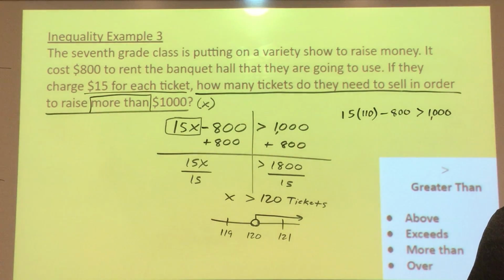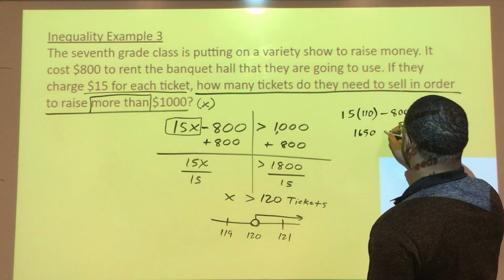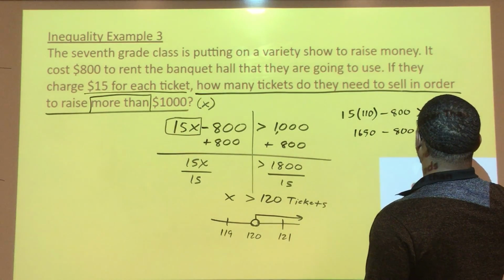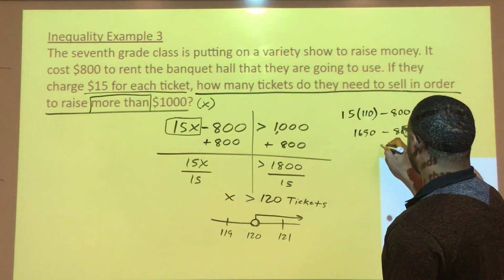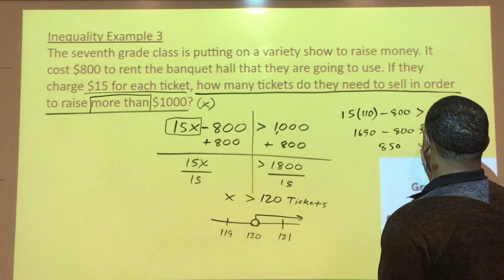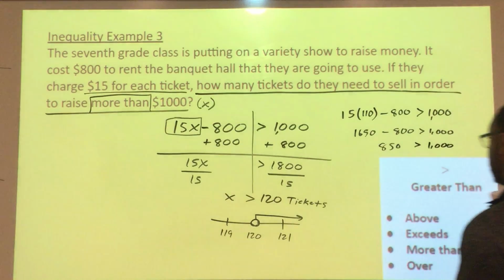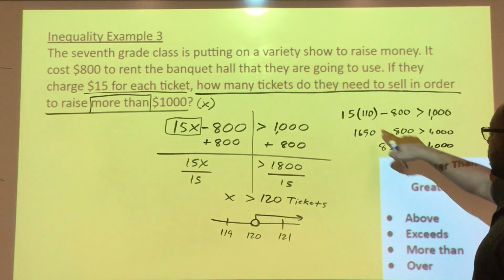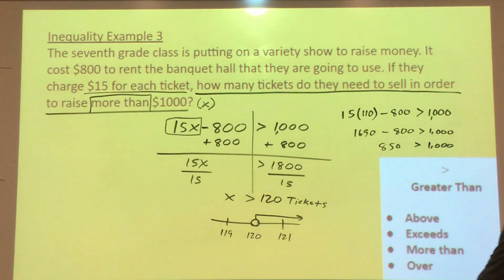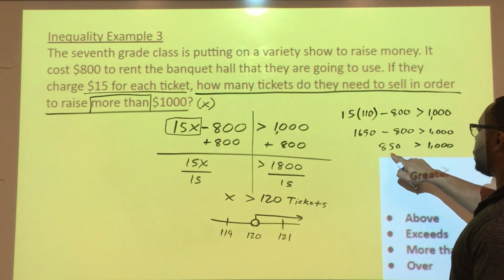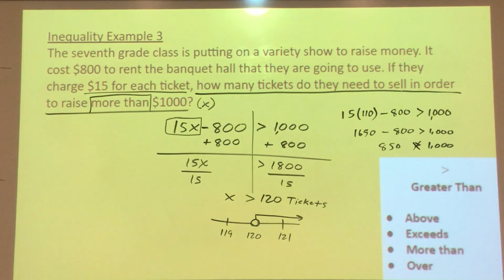So 15 times 110, that's going to give me 1,650. And then 1,650 minus 800, that's going to give me 850. Now 850 is not greater than $1,000. So we see when we sell a number of tickets that is less than 120, we only end up making $850, which is not greater than 1,000. So that doesn't work.